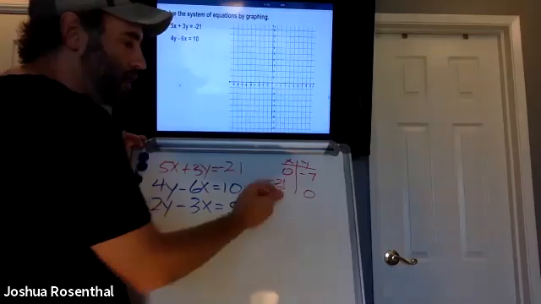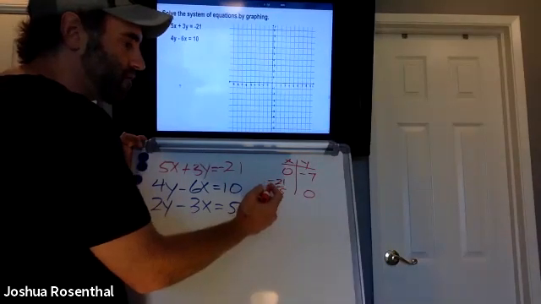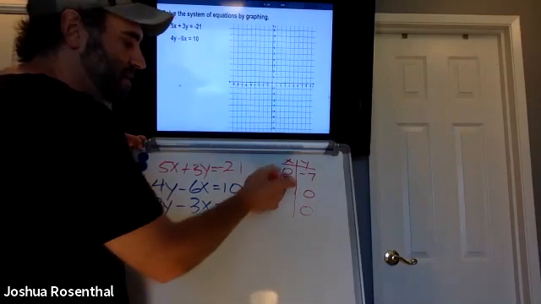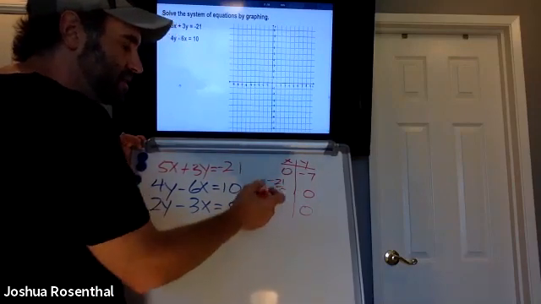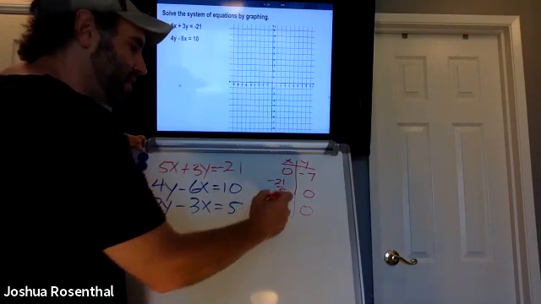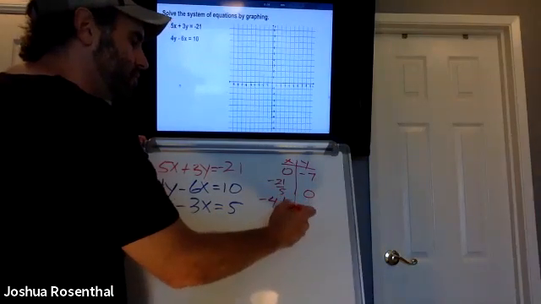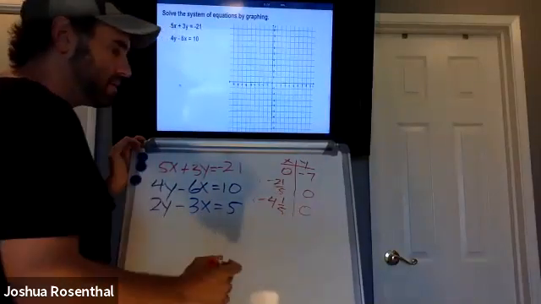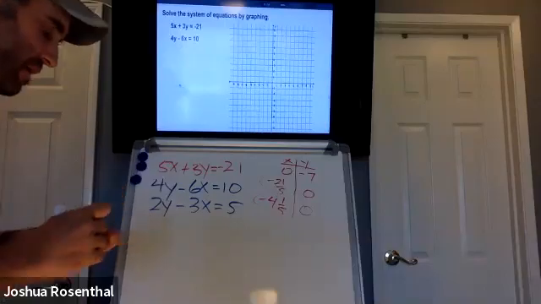Or negative 4.2. Right. Now I don't want it this way because negative 21 over 5 is not as easy to understand where that is on a graph. So that is negative 4 1/5, or negative 4.2. Okay. So I'm going to convert this one into this one. Okay. There's the red one. Now I'm going to do the blue one.